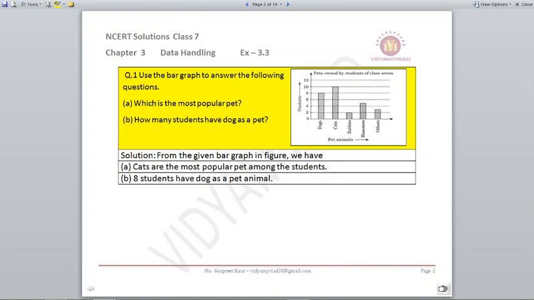How many students have a dog as a pet? Now see, where is the dog? The first bar is of the dog, and on the left y-axis it is representing 8. So we can say that 8 students have a dog as a pet animal.